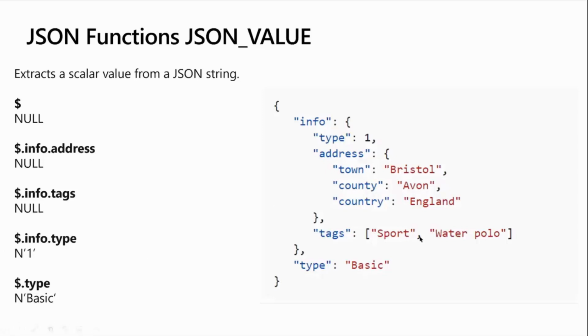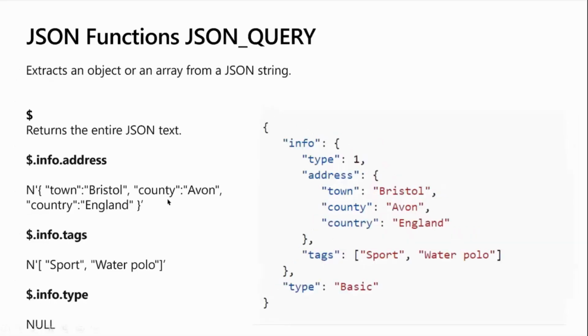Now, if I want to resolve the address values and the tags, I have to use JSON_QUERY. In that case, I'm looking for objects, so it's almost the reverse of what we did. Info.type, because it's expecting an object, is going to return null for us instead of basic. But if I use JSON_QUERY to query info.tags, I can get that array, so sport and water polo. And then info.address will give me a JSON object back that has properties of town, county, and country. So hopefully that makes sense.